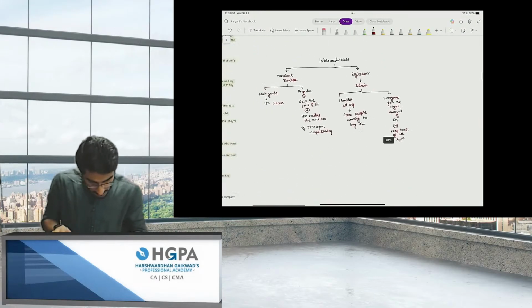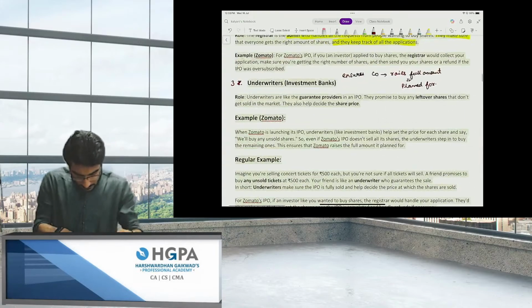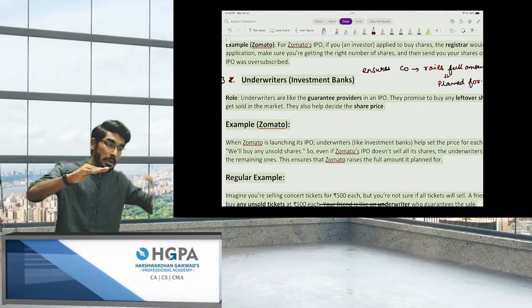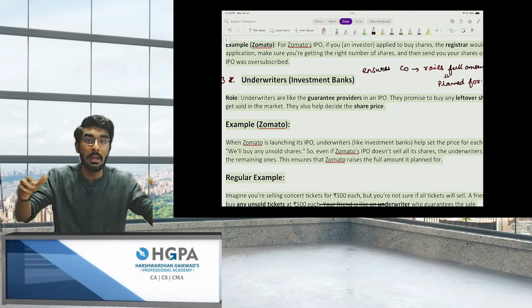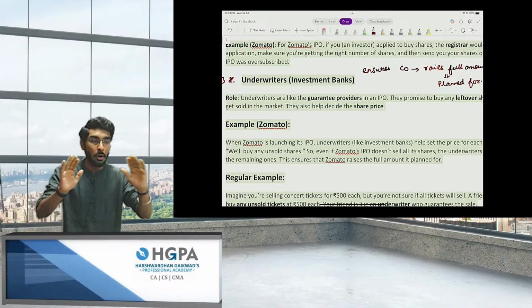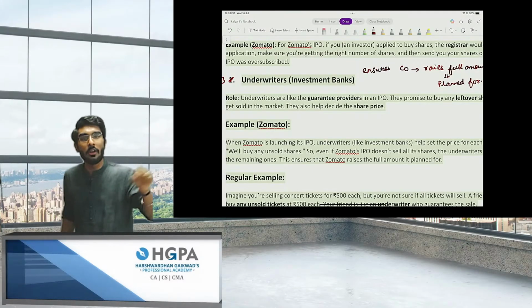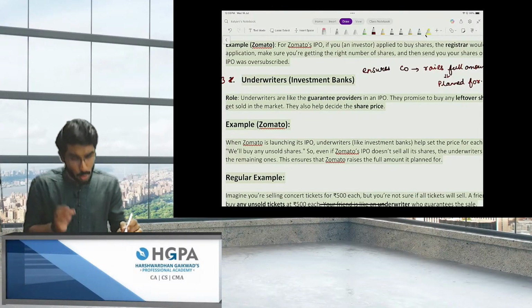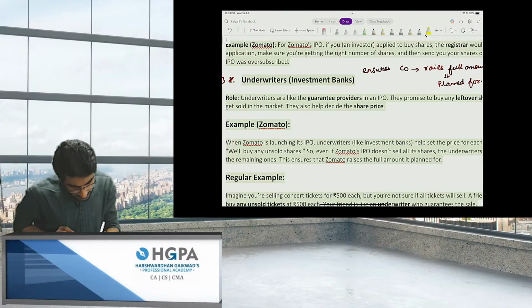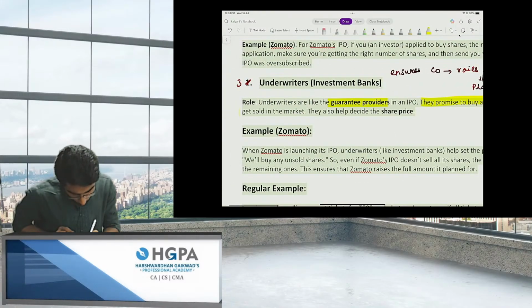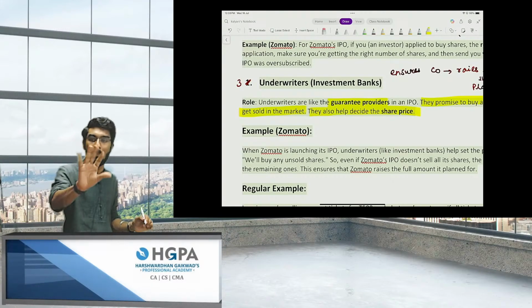Now let's quickly read about the underwriter. Underwriters are like guarantee providers. They guarantee that in case the public is not able to purchase your shares, don't worry, I will purchase your shares. After a certain period of time, I will gradually release them to the public, making sure that all your shares are with the public. Underwriters are like guarantee providers in an IPO. They promise to buy any leftover shares that don't get sold in the market. They also help in deciding the share price.